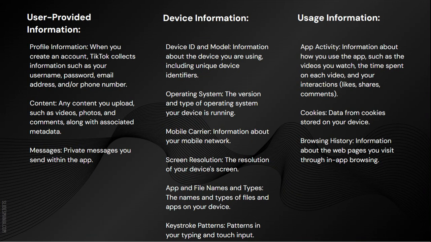Device information, anything that's related to your device, screen resolution, the apps you have, the device ID model, all pretty standard things, nothing crazy. But the one thing I do want to highlight under this subtopic is the keystroke patterns. It says patterns in your typing and touch input, and I don't really understand what type of information specifically they're getting from that. I don't really understand what that really means, and I would appreciate it if it would have went more into depth with what it means by patterns in your typing.